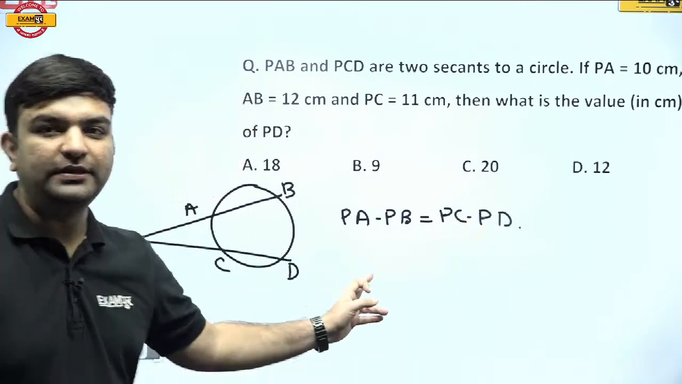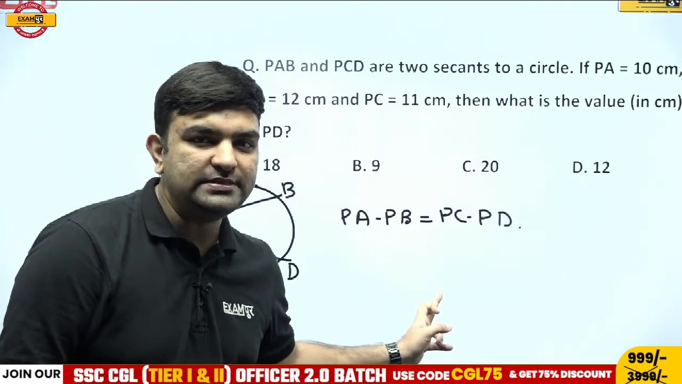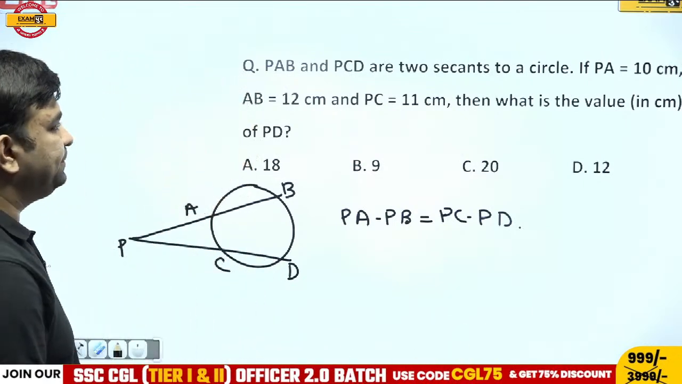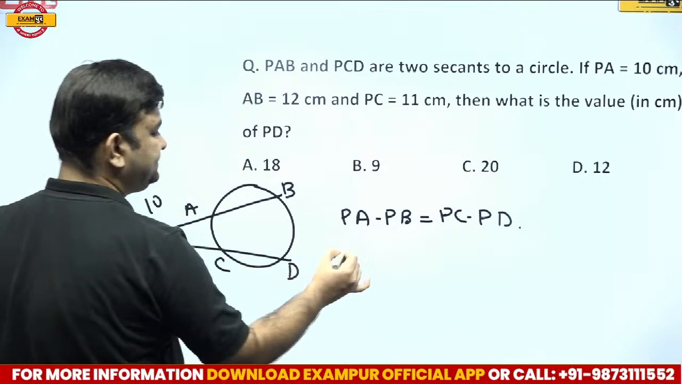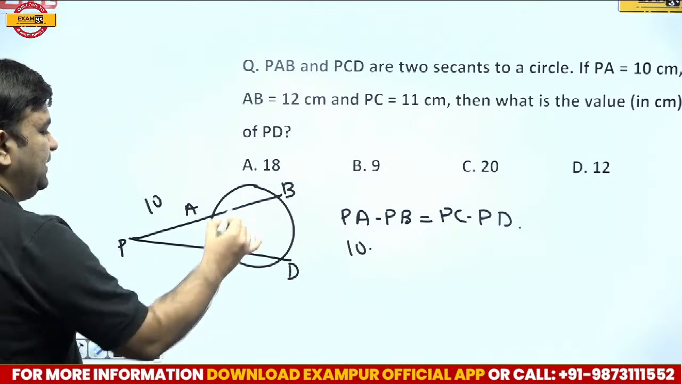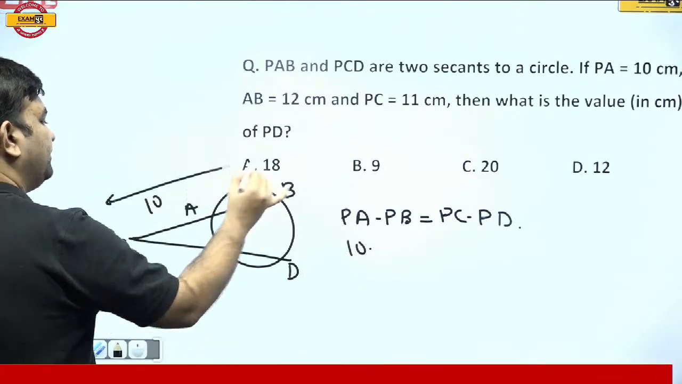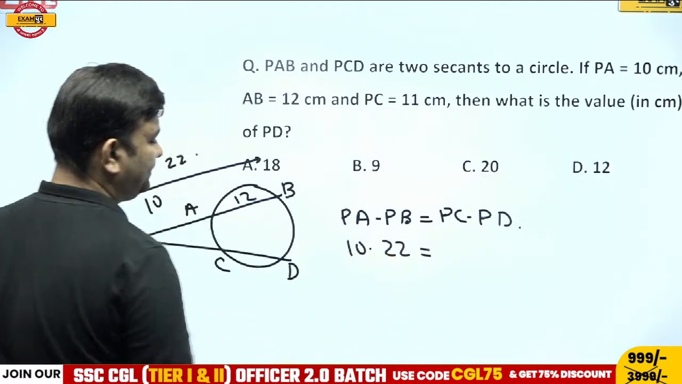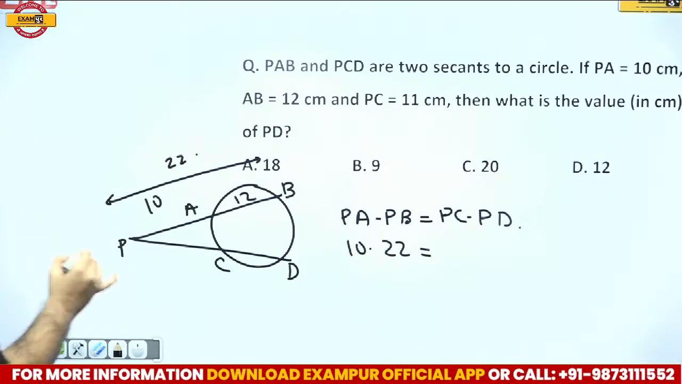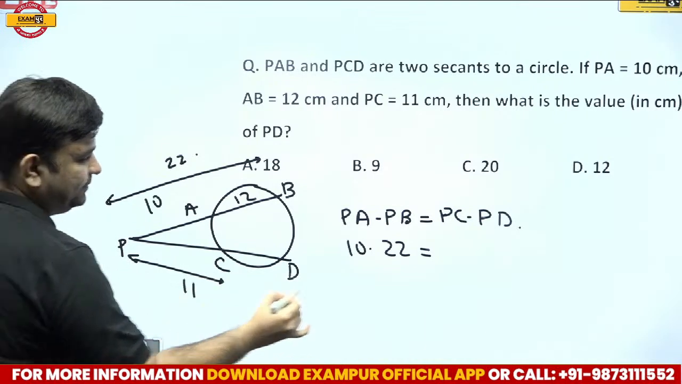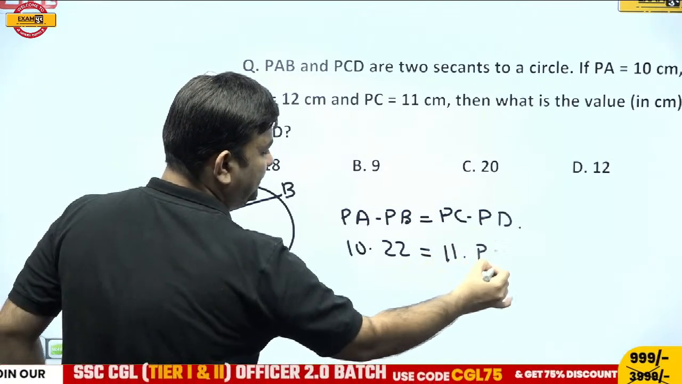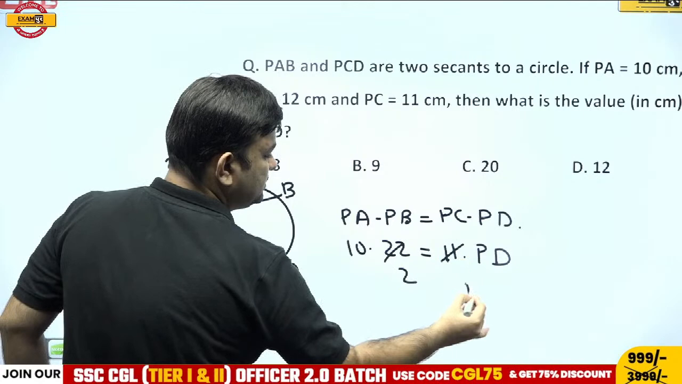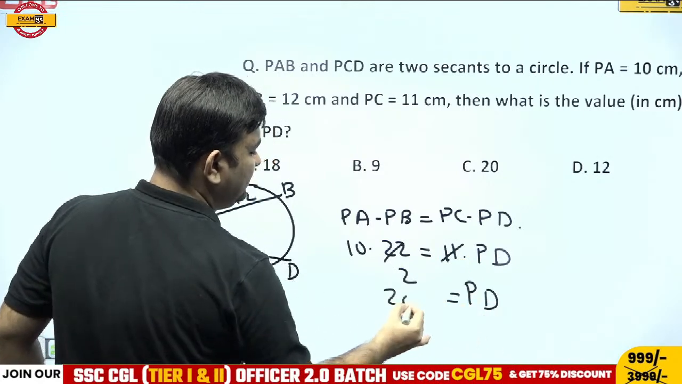Always remember everything begins with P. PA is 10. AB is 12, so PB is 22. PC is 11. So we will get PD. So PD is 20.